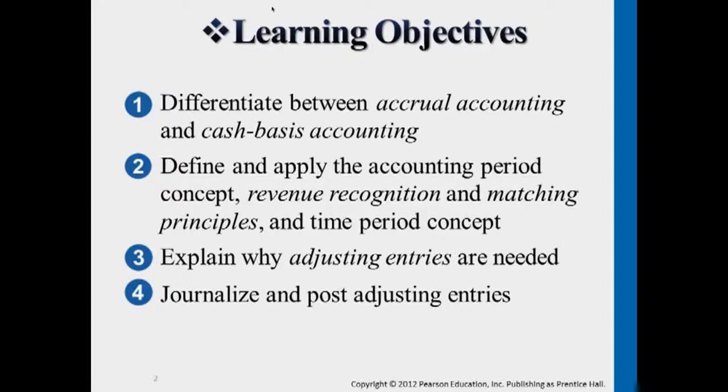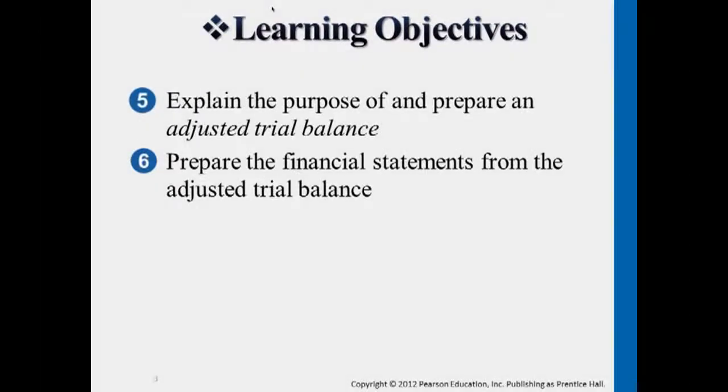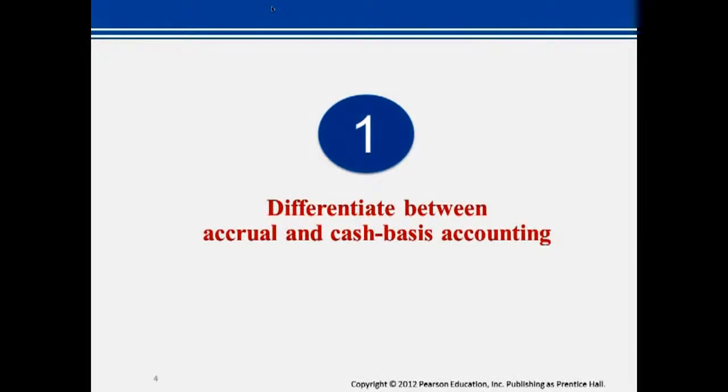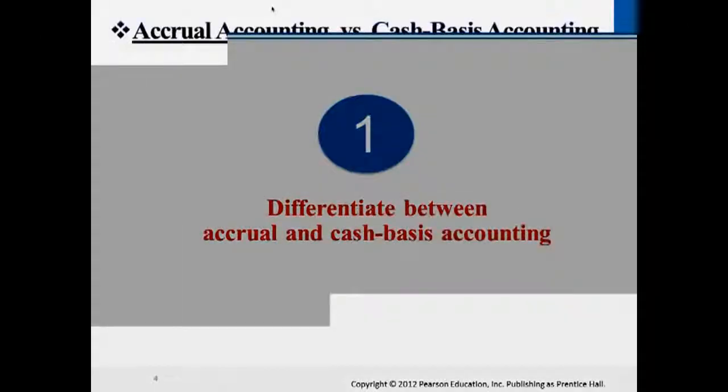Okay, so the purpose here is to update some of the accounts. That's the whole purpose of adjusting entries, the core for this chapter. Now we'll start by going over some of the theoretical background here. Why are we doing these adjusting entries?